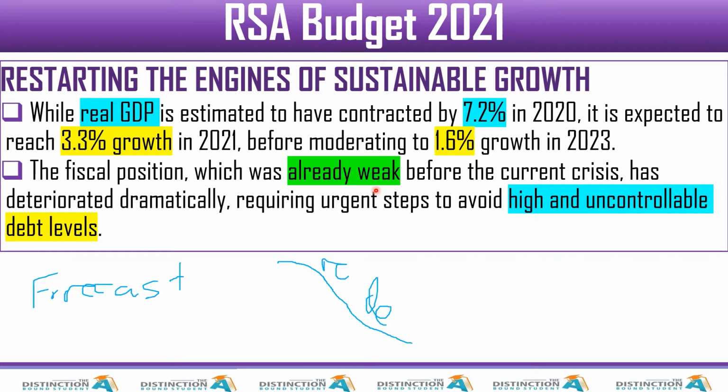So before the current crisis, the current crisis obviously being the COVID crisis, it has deteriorated dramatically, requiring urgent steps to avoid high and uncontrollable debt levels. So our fiscal position was bad prior to the COVID pandemic, and so government really has to do something to try and avoid uncontrollable debt levels, which is a good thing. Okay.